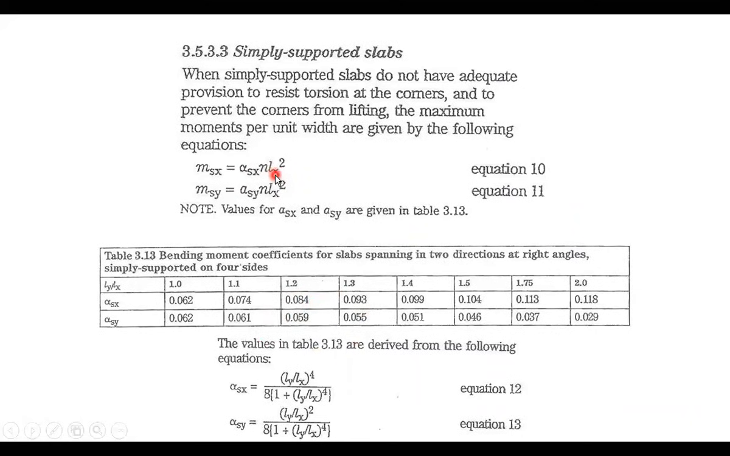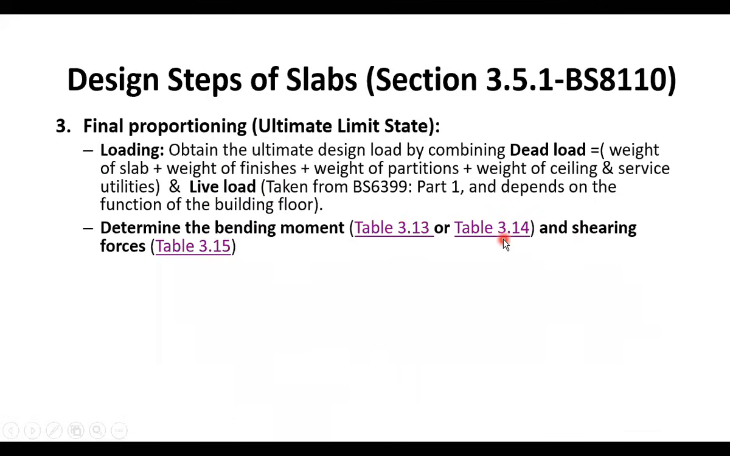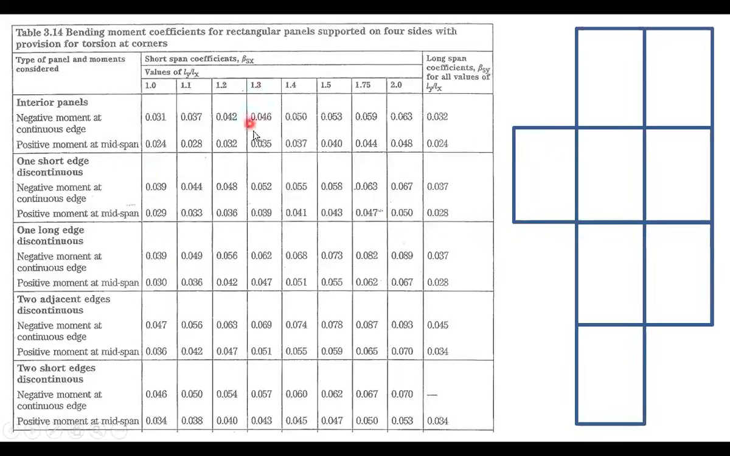Okay, this is the N, this is Lx, and this is the table 3.13 to get alpha Sx and alpha Sy. Or in a case of restrained, you can get it from table 3.14, which is this table here, and depends on your panel: interior, or one short edge, one long edge discontinuous, or two adjacent edges, and so on. Based on that, you will be able to get the factors of alpha, beta sx and beta sy.